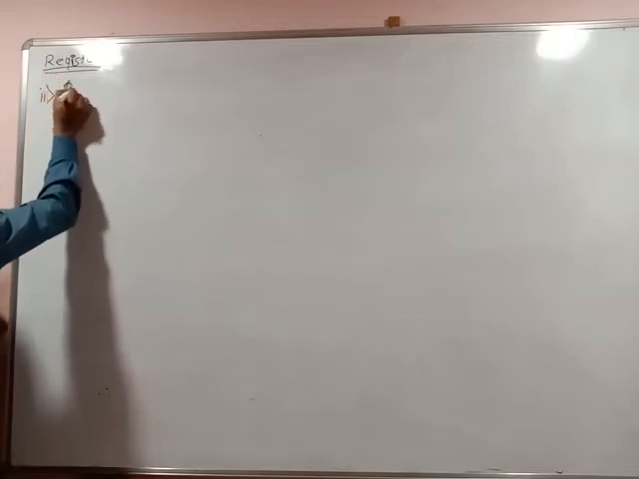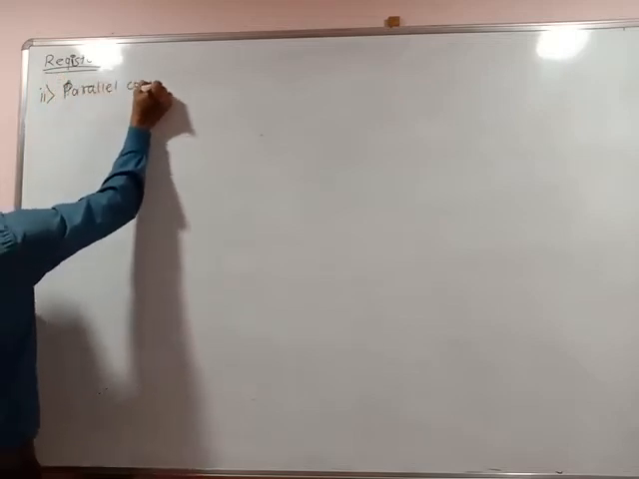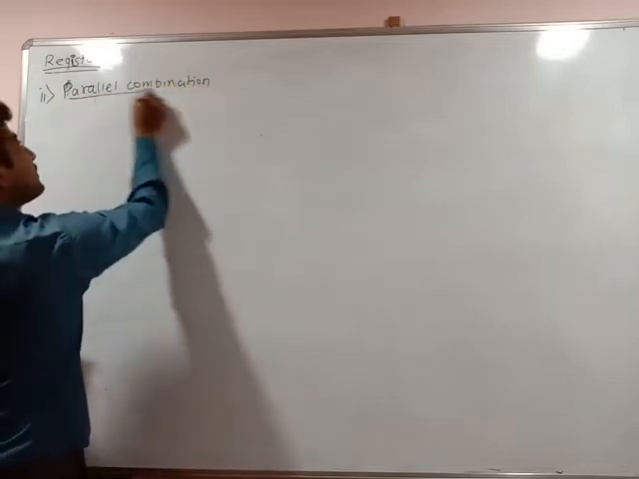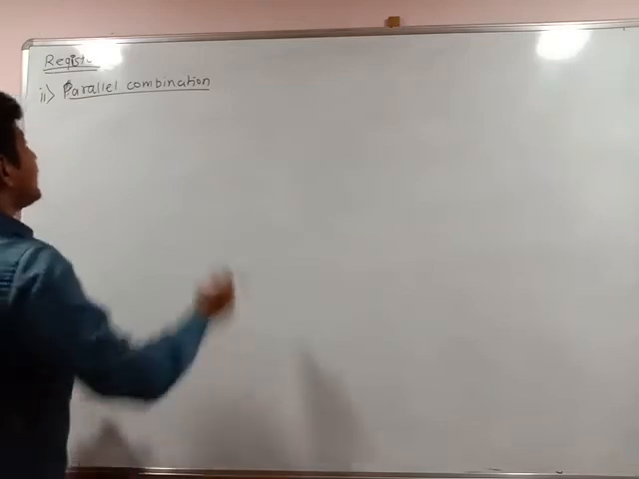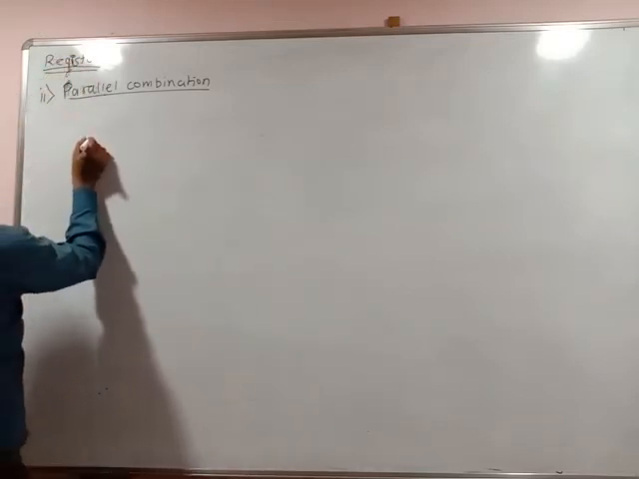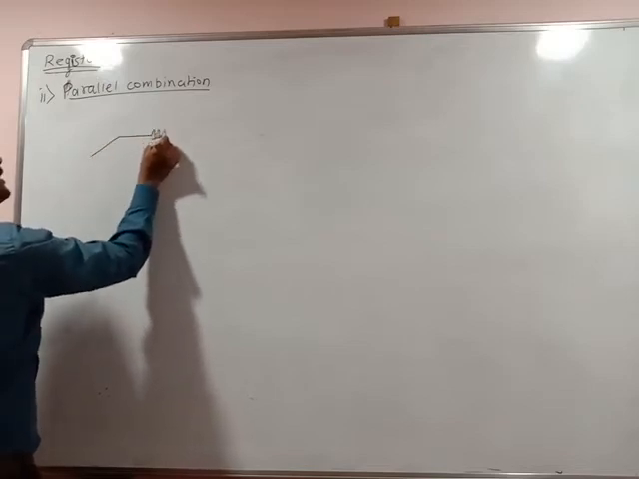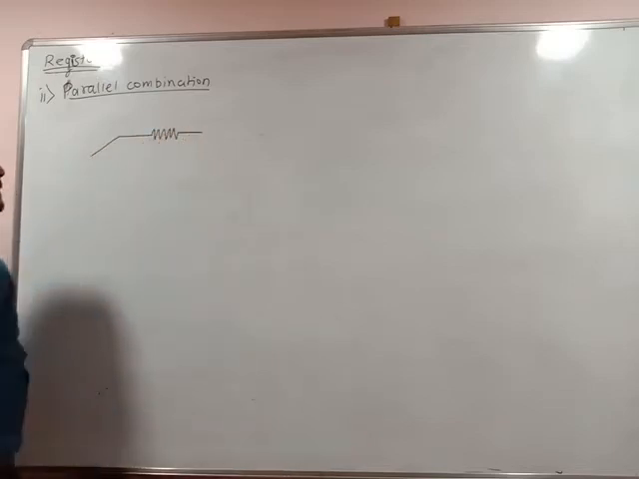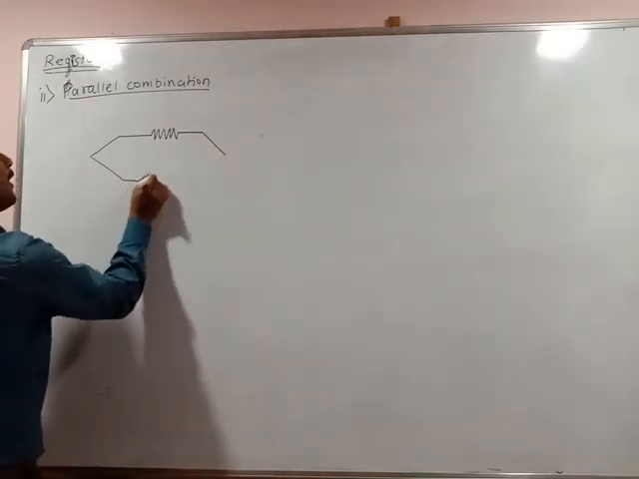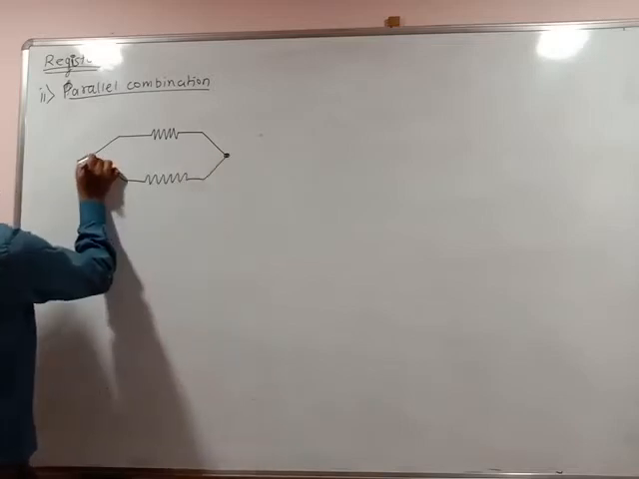Now we will see the parallel combination of resistances for the particular resistors. Resistors always have their resistances. I can draw a parallel combination of two resistances. Here is one resistor. Here is the second resistor, like this.